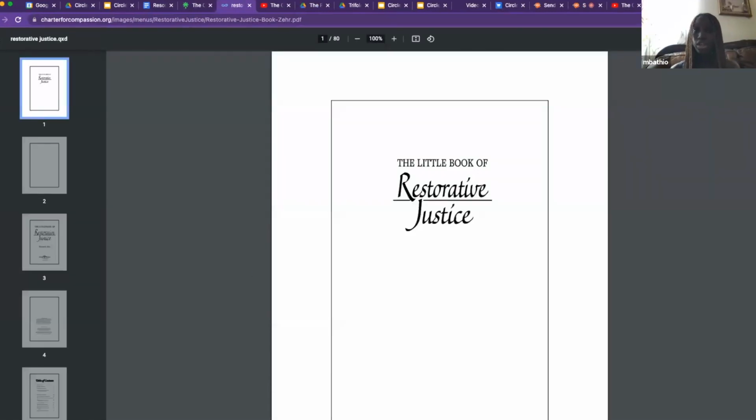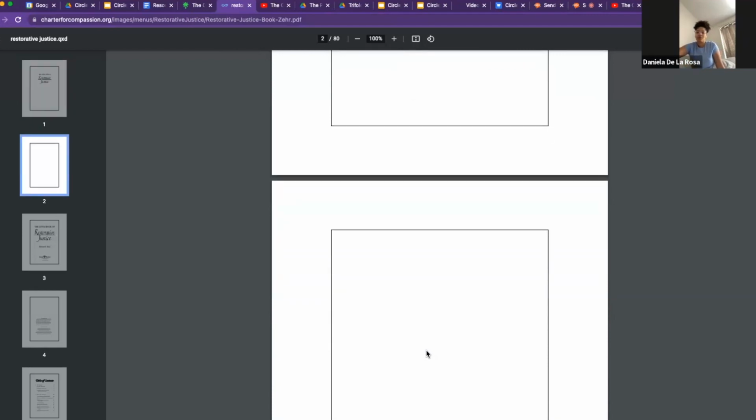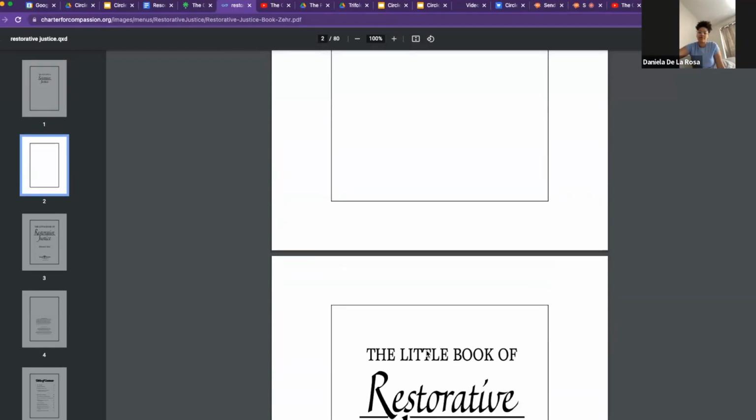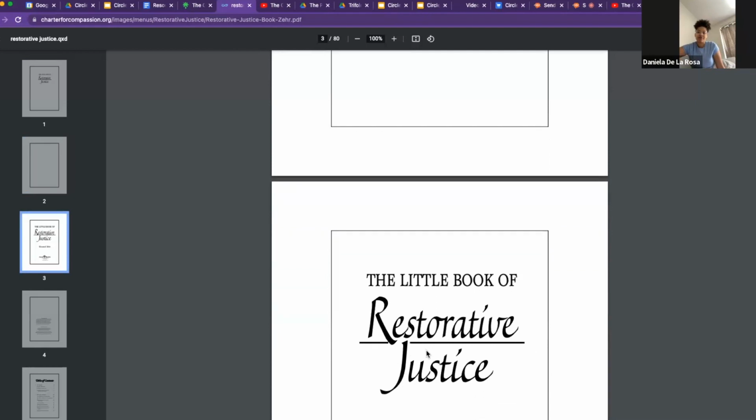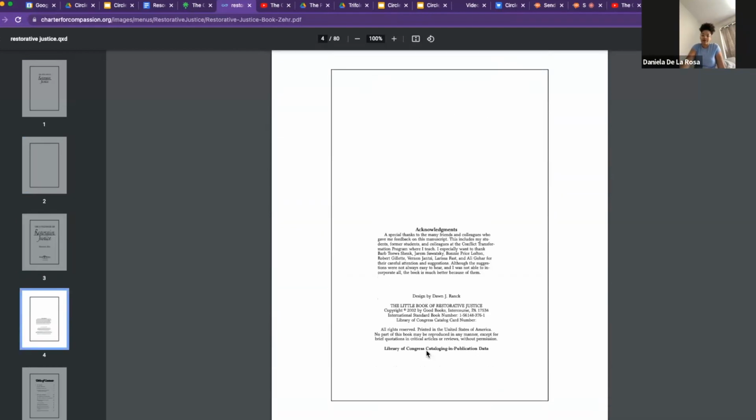And Daniela, again, will be introducing the Little Book of RJ. The Little Book of RJ is a book by Howard Zehr about what restorative justice is, where it came from, how it works differently, and the way different people use it.